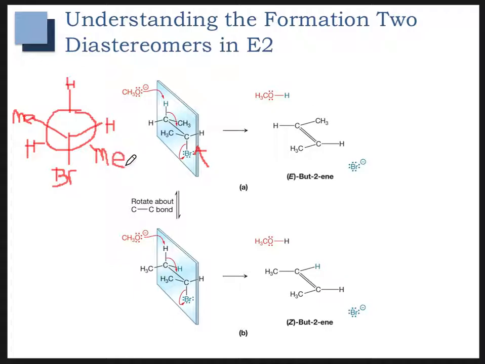So you can see here that this is the favored conformation because the methyl groups are furthest apart. In the bottom orientation, we're going to have a gauche interaction. So the front carbon here is the same.